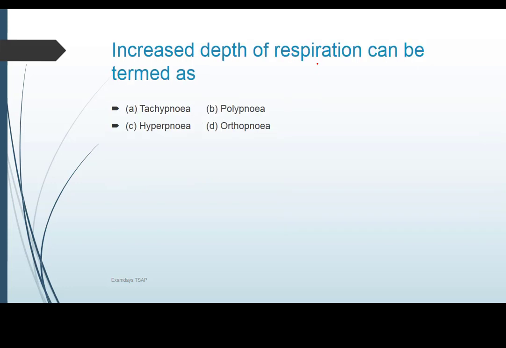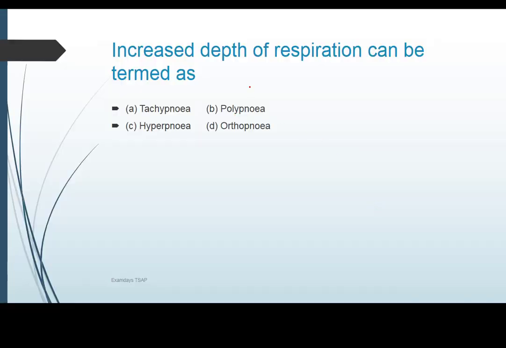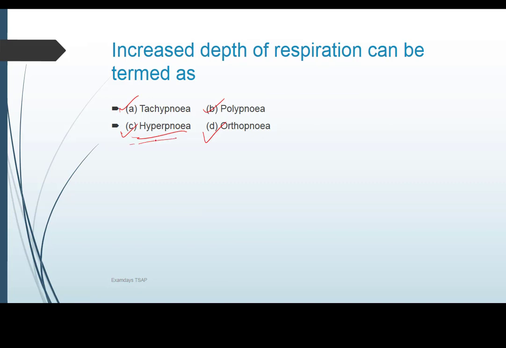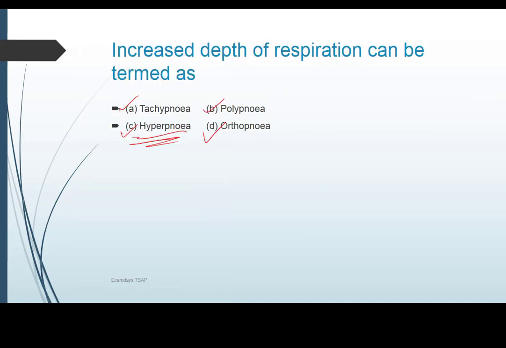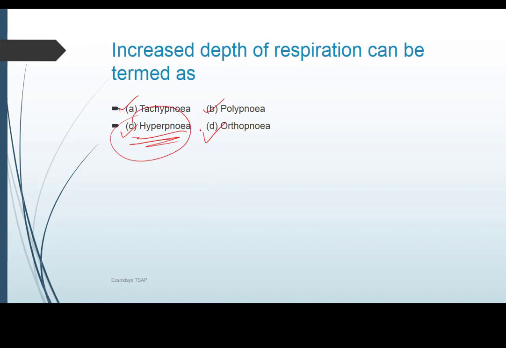Moving on to the next question: increased depth of respirations can be termed as: A, tachypnea; B, polypnea; C, hyperpnea; and D, orthopnea. The correct answer is going to be C, hyperpnea.